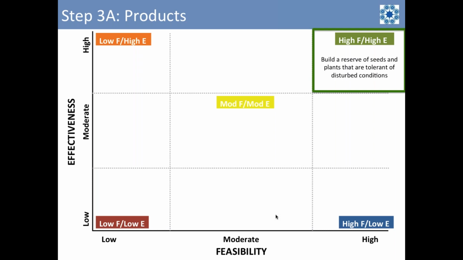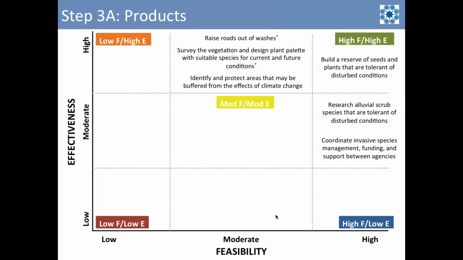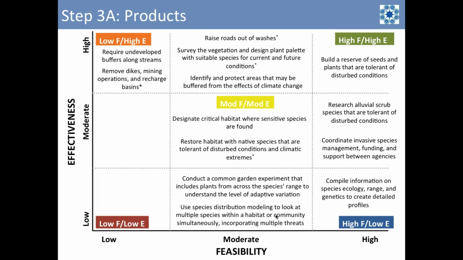Actions that are highly effective and highly feasible were in the upper right-hand corner, and these might be actions that you would want to implement first. And if you needed to make a decision about how to utilize limited resources, these might be actions to prioritize. The next tier are actions that have been given one high and one moderate on either feasibility or effectiveness. So these would also be good bets.